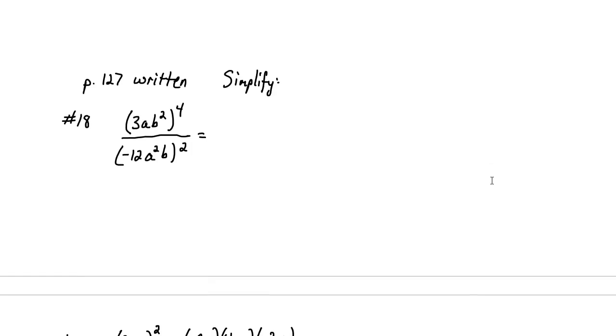Page 127. Again, we were working with the power rules at this point in time. So in number 18, we have several things in parentheses, all being raised to the 4th power. The technique is to distribute that exponent to all those factors. So start with the 3. 3 to the 4th power is 81. Now the a, we get a to the 4th power. Now the b squared. When you raise b squared to the 4th power, you get b to the 8th power.